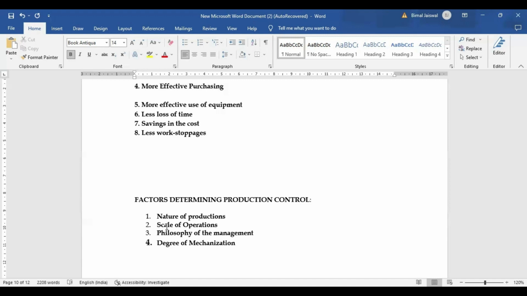Nature of production, the first point. We can also here learn whether we are having mass production, batch production, job shop production, or project production. That means the type of manufacturing that we are having. On the basis of the type of manufacturing, the controlling has to be applied.